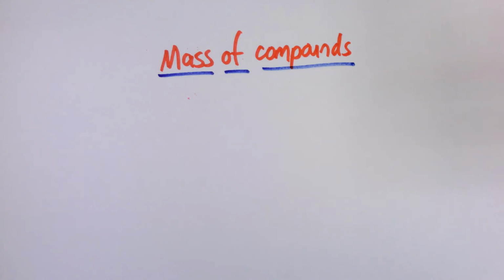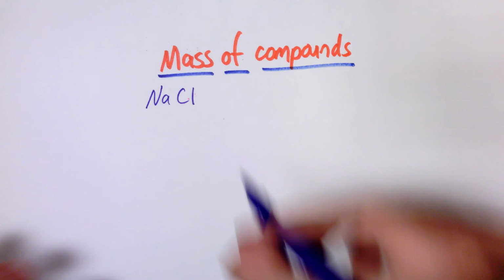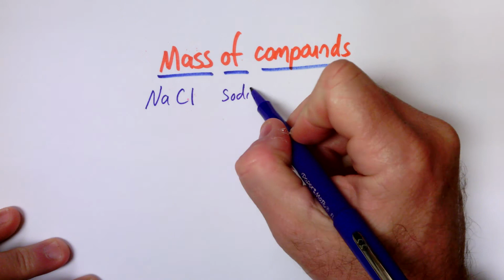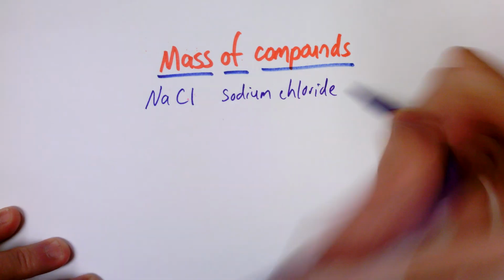So let's start talking about the mass of individual compounds. Let's do an example compound. Let's say sodium chloride. We know this is an ionic compound, and we know that we name it this way. So here I've got sodium chloride.